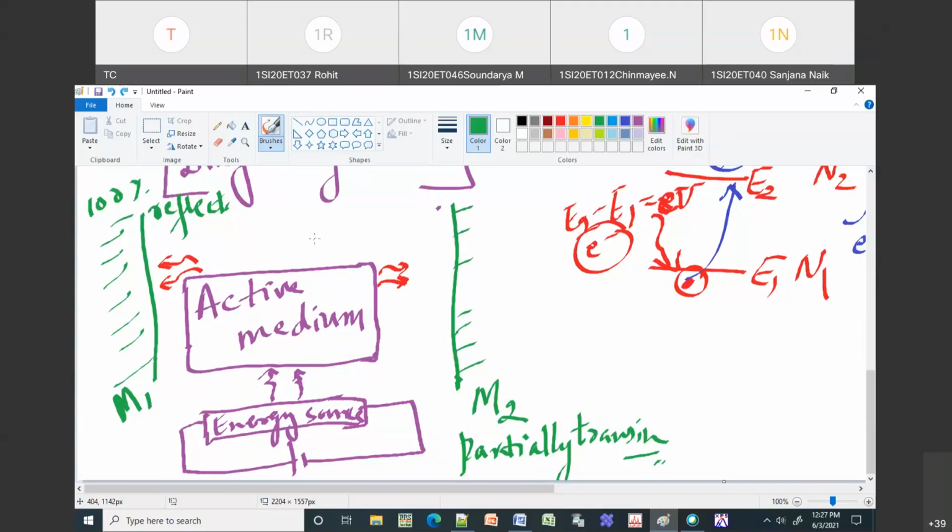Okay. So then what happens once they reach this M2? M2 is partially transmitting. So what you do is you take some mirror like this. So this is your mirror. If I just coat it completely with silver, then it becomes 100% reflecting, right? So instead of that, I will coat it completely, but in between I will make some holes. So something like this. So this is what you call partially transmitting. Okay, so if you see here, there are some holes here.